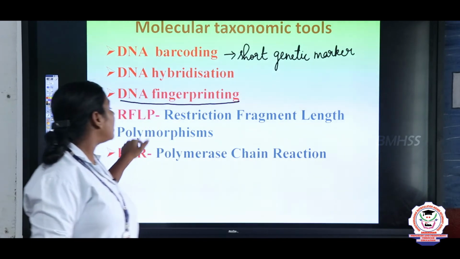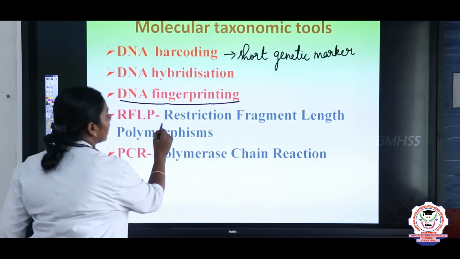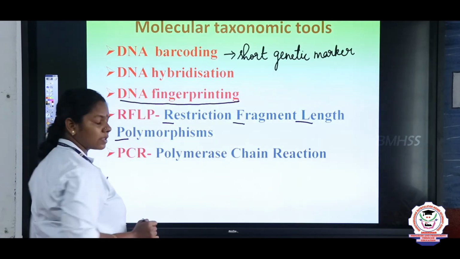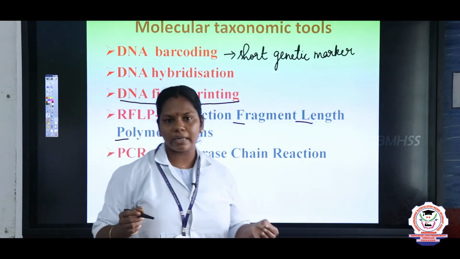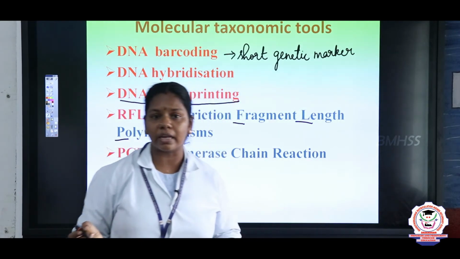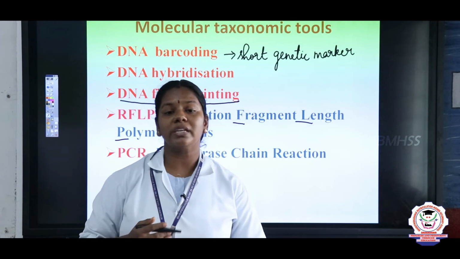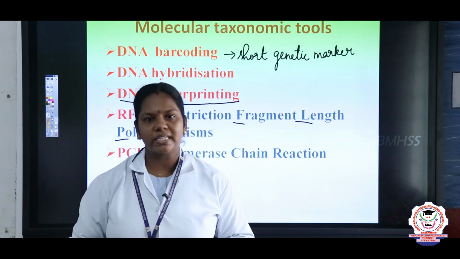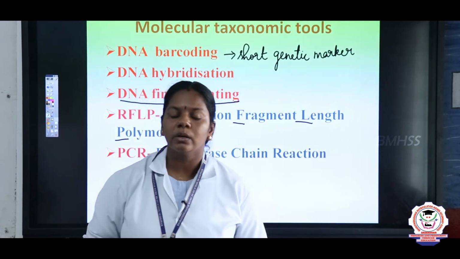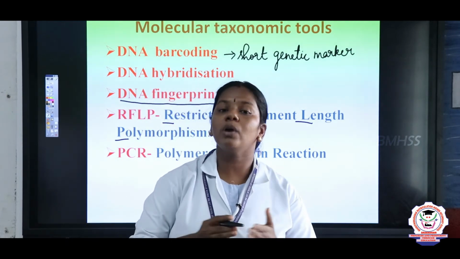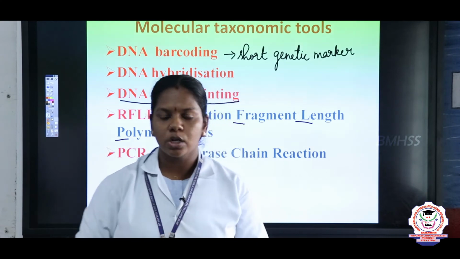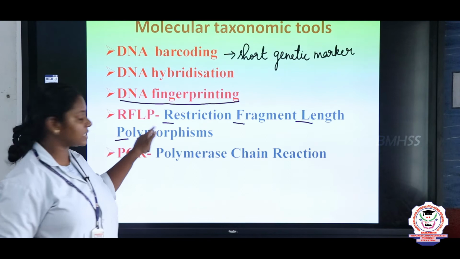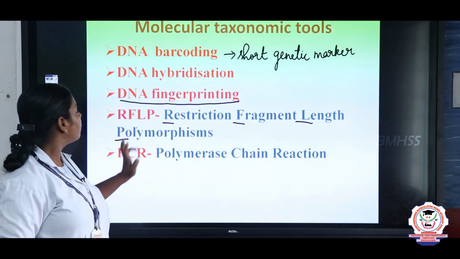And RFLP, what is RFLP? Restriction fragment length polymorphism. First, our DNA, it may be any DNA, has to be cut into smaller pieces by using the restriction endonuclease enzyme. So after cutting, we should know the homologous sequences which are similar. To identify that, we use RFLP, that is restriction fragment length polymorphism.